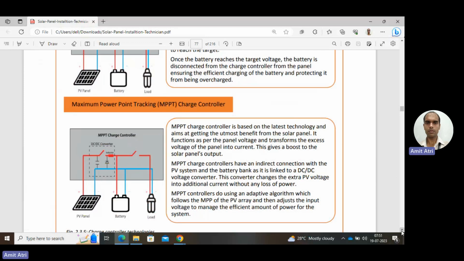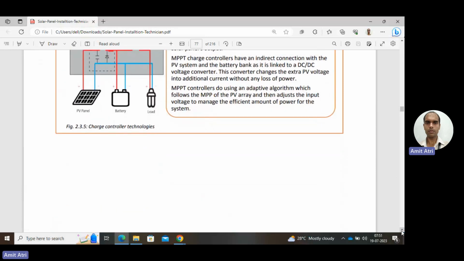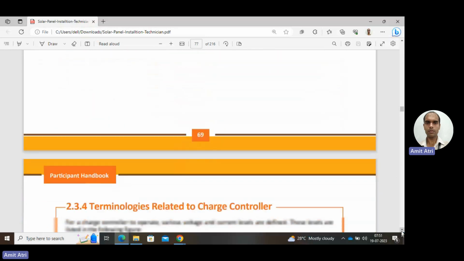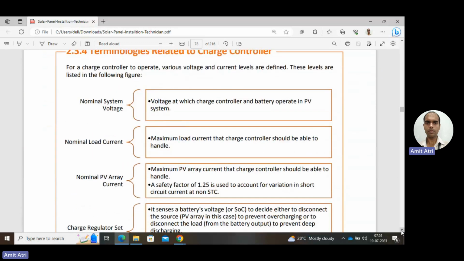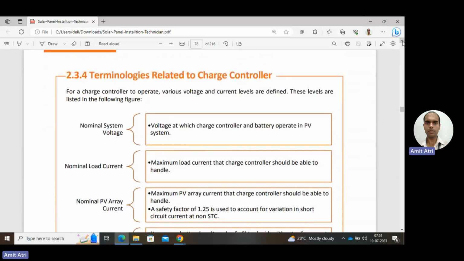Adaptive algorithms, even artificial intelligence, more advanced types of algorithms are being researched. We can find a very large number of research papers related to MPPT on the internet. They track the MPP of the PV array and then adjust the input voltage to manage the efficient amount of power for the system, meaning efficiency is highly increased. In modern inverters, MPPT is installed. The cost of an MPPT inverter may be higher than a normal inverter, but the efficiency it gives is very high.